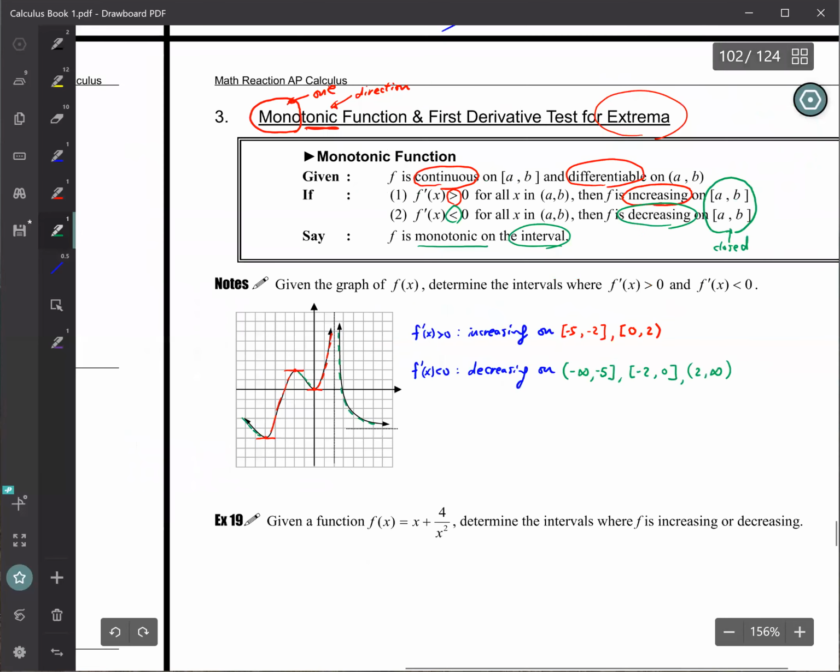Next we will talk more about increasing, decreasing. Okay, I'll see you next class.